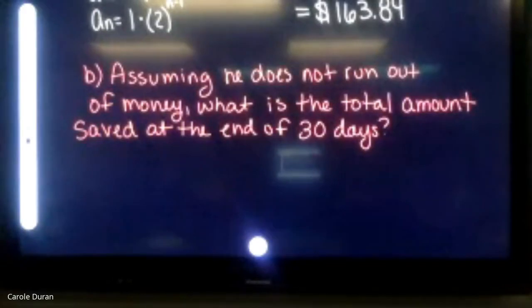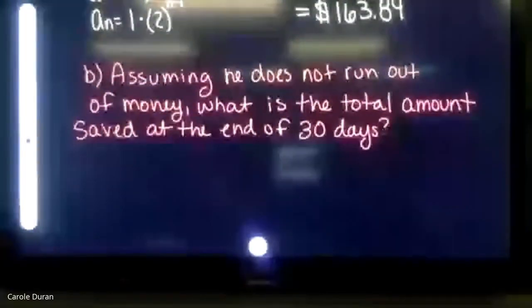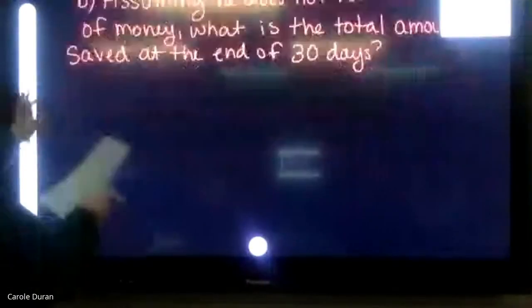So what is this question asking for? 30 days. The sum of how much he's put aside for the first 30 days. So what am I going to use to calculate this sum? The Sn, or my partial sum formula. You could also individually find out how much you put aside each day for 30 days and add that together, but it's going to take you much longer than just using our partial sum formula.